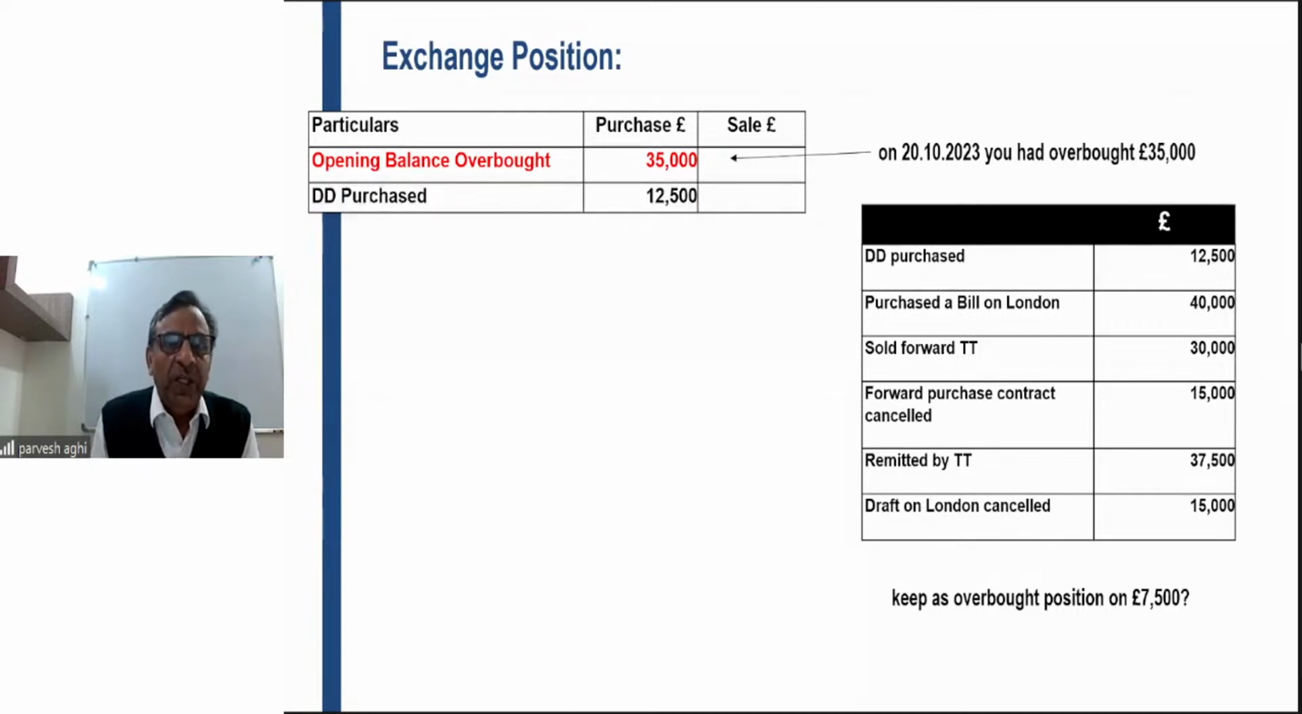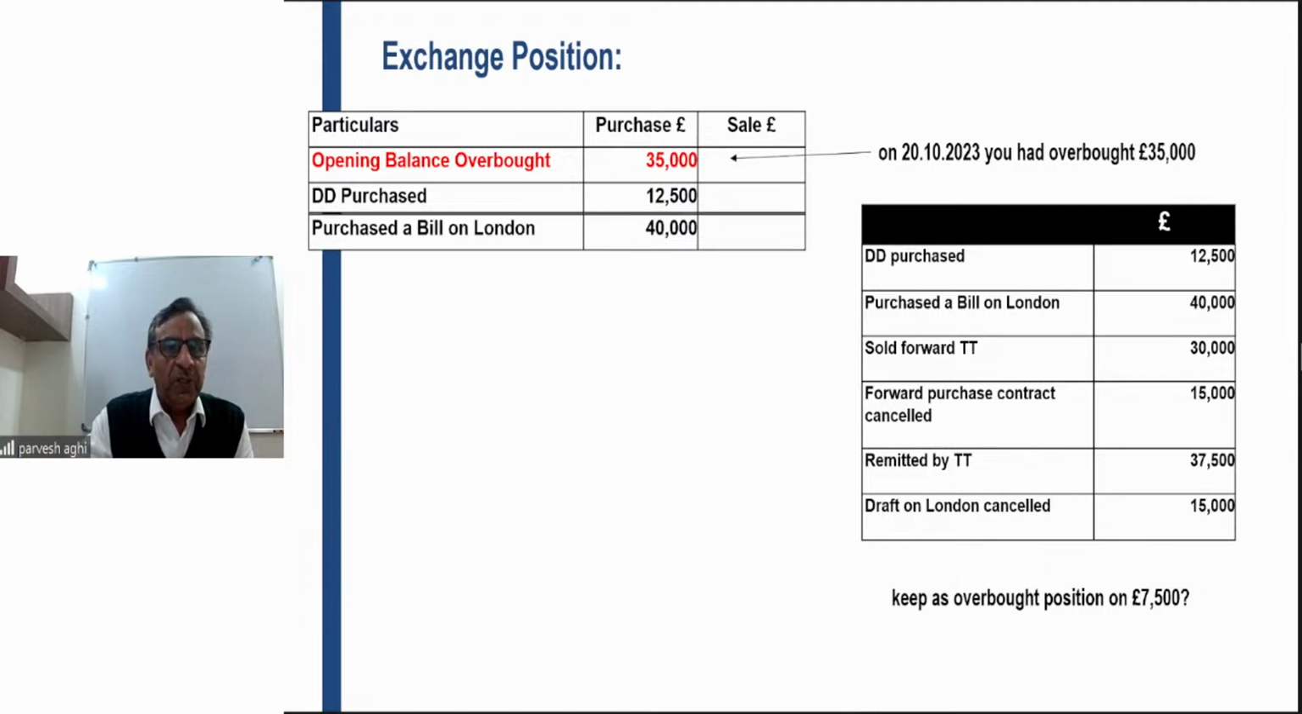Then you purchased a DD. Okay. So you purchased a DD, that means you purchased pounds. Okay. So 12,500. Somebody came and you purchased a DD from him, and it was 12,500 pounds. So you purchased the DD, so it will come on the purchase side. Then you purchase a bill on London. Okay, so that will also hit your exchange position. It will come on a purchase of pounds.